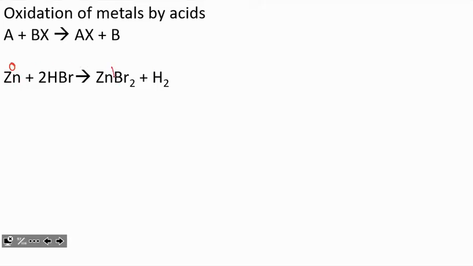If we go to the other side here, we can look at bromine, which is a -1. -1 times 2 is a -2. So that means zinc has to be a +2. So zinc has gone from a 0 to a +2. So it's become more positive. It has lost electrons. And remember our acronym OIL RIG. So it has lost electrons. That means that zinc was oxidized.